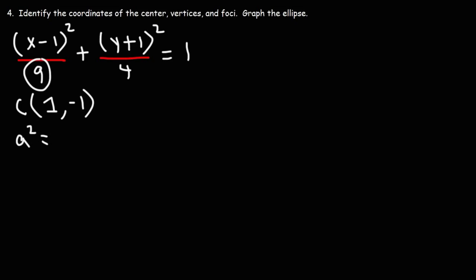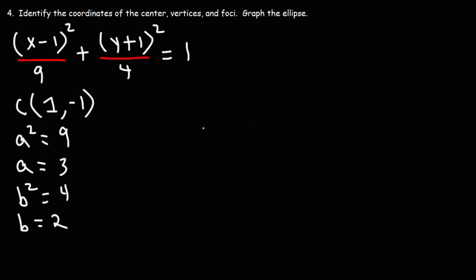A squared is going to be the larger of the two numbers. So a squared is 9. A is going to be the square root of 9, which is 3. If you want to write plus or minus 3, that's up to you, but if you just put 3, you can still graph it correctly, and you'll still get the correct coordinates. B squared, that's going to be 4. The square root of 4 is 2.